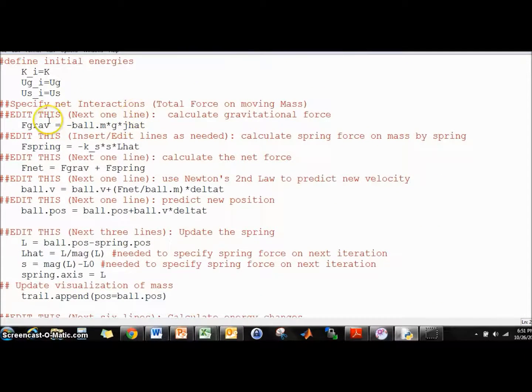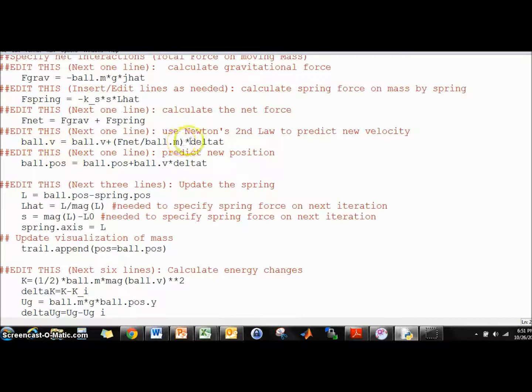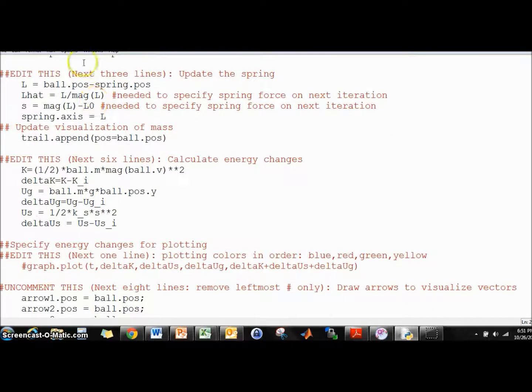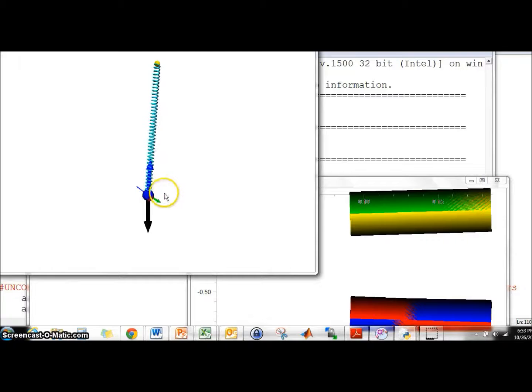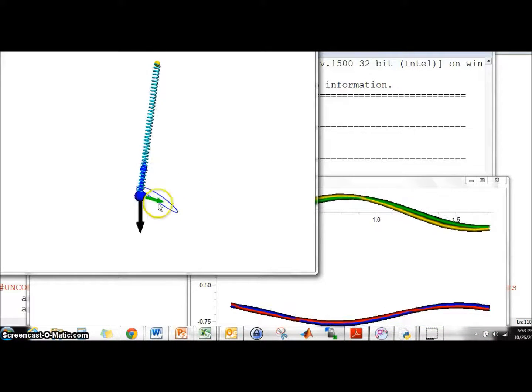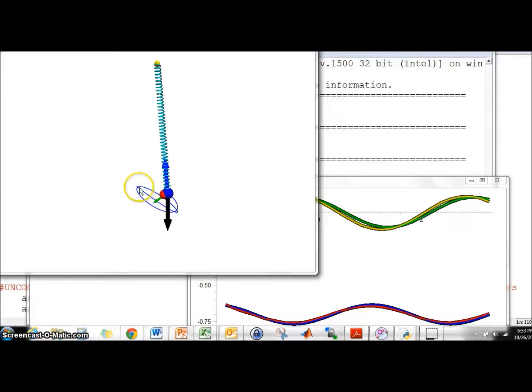And now in the loop, I've calculated the force of gravity, the force of the spring, the net force, and then from that I've updated the ball's position and the ball's velocity. And this is how the code looks when it's run. Okay, in the code I included the red ball, which is the observed motion, and the blue ball is the model motion. As you can see, they match each other very well.